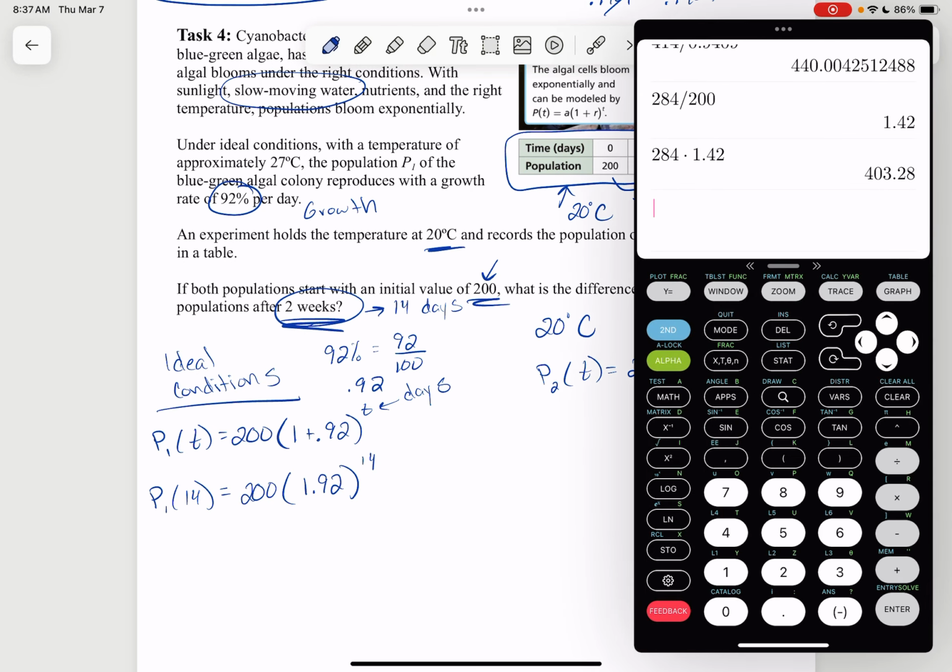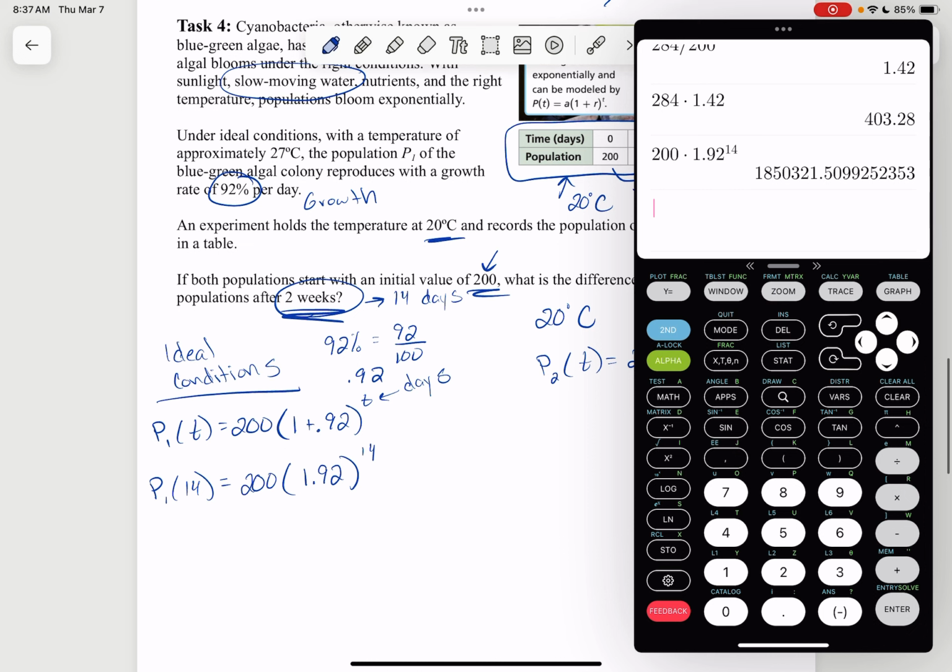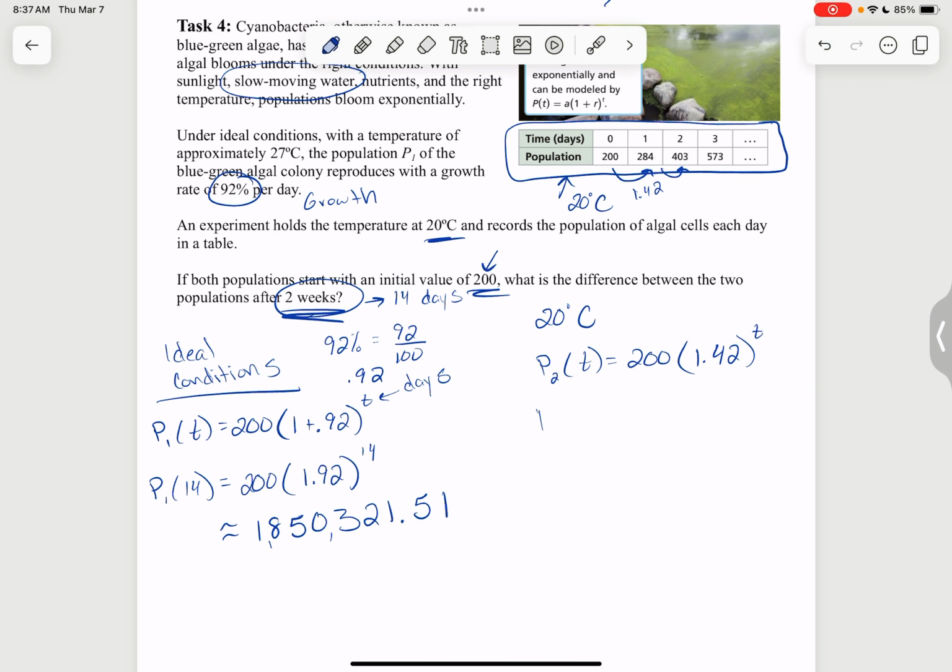Okay, so let's take my equation. So 200 times 1.92 to the 14th power. Holy moly, we get approximately, we're going to round, 1,850,321.51. We'll go 2 decimal places. Okay, so that's 1,850,321.